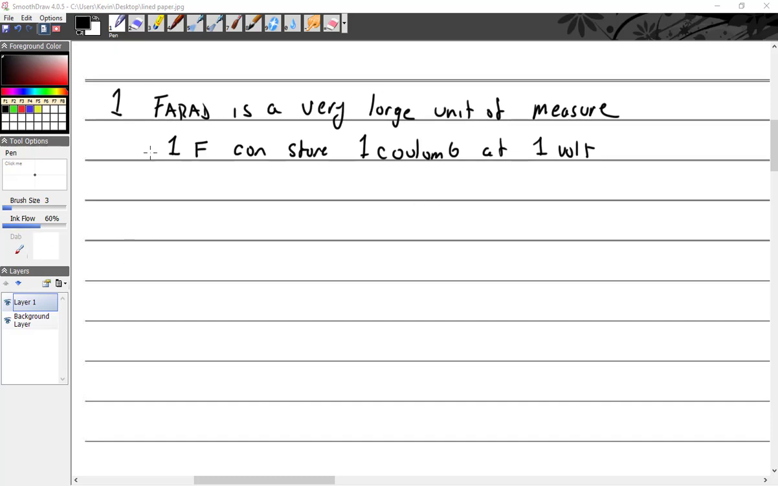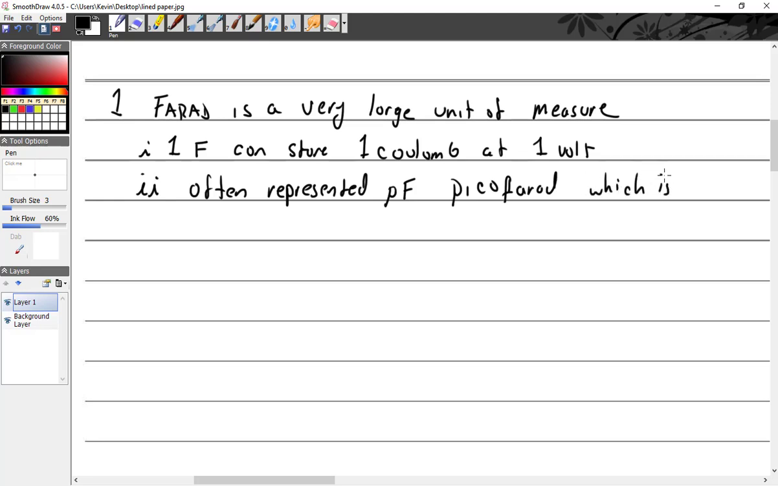All right. Make that I, so we'll make this one II. And we say often represented. Because it's such a large number, we're probably mostly going to be working in PFs, which is what? Picofarads. How much is a 1 pico? 1 times 10 to the negative 12.